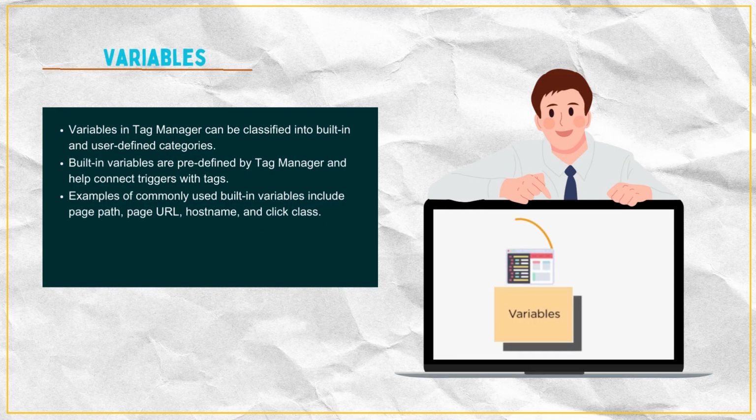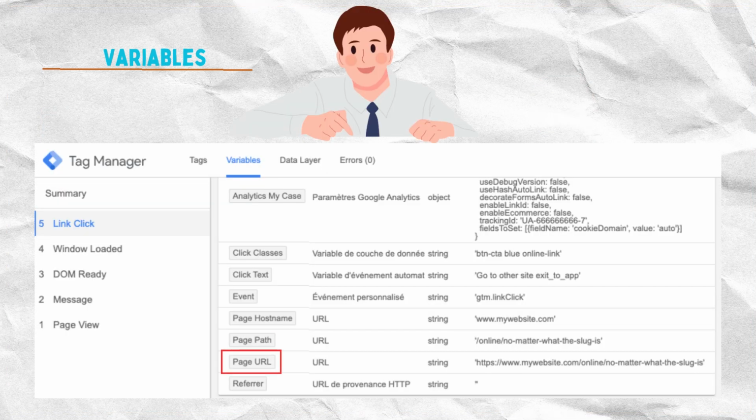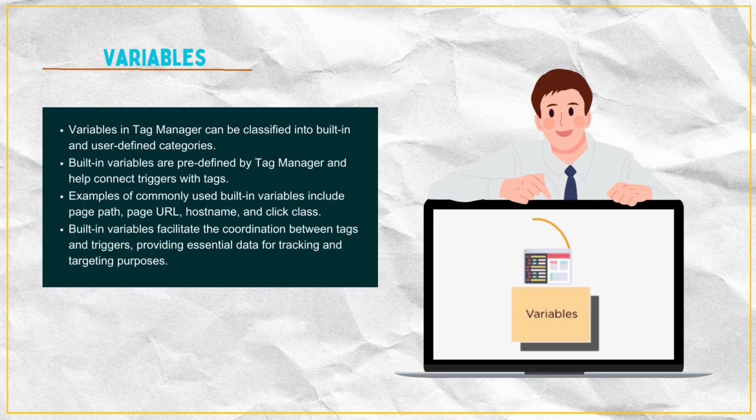Variables can be classified into built-in and user-defined categories. Built-in variables are predefined by Tag Manager and assist in connecting triggers with tags. They include commonly used variables such as page path, page URL, hostname, and click class. These variables facilitate the coordination between tags and triggers.